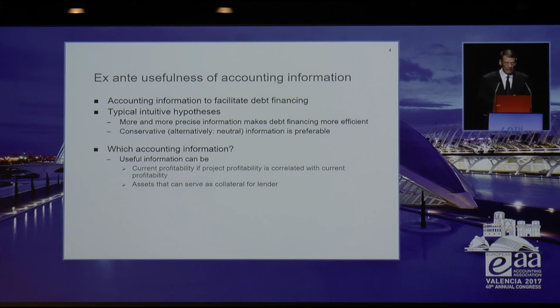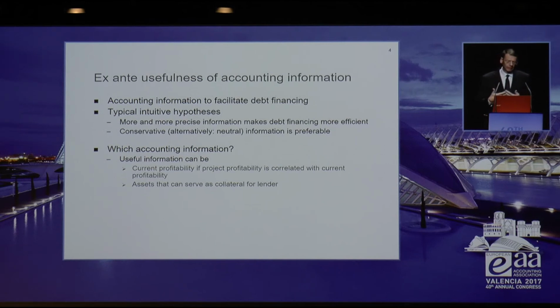And the intuition that's usually given by many of the papers that look at these issues is that more information is always better. More precise information is always better, which translates into debt financing being more efficient. And the other one is that conservative information is preferable, or if you're on the opposing side from conservatism, you say, oh, neutral information should be better, right? So this is the way people tend to think about these basic issues.